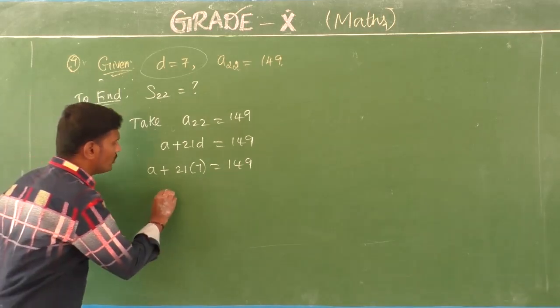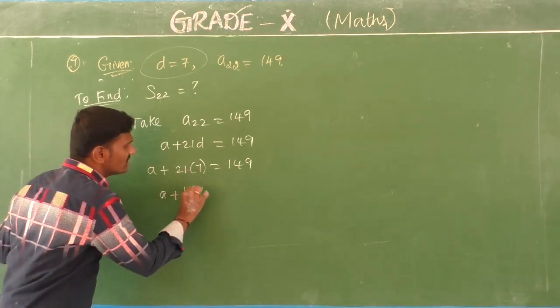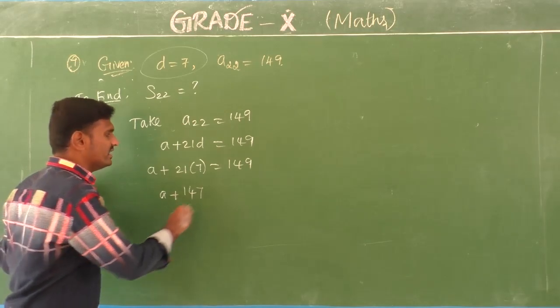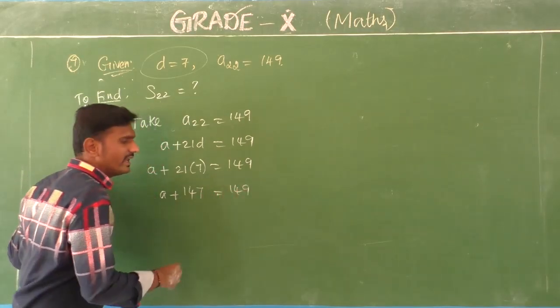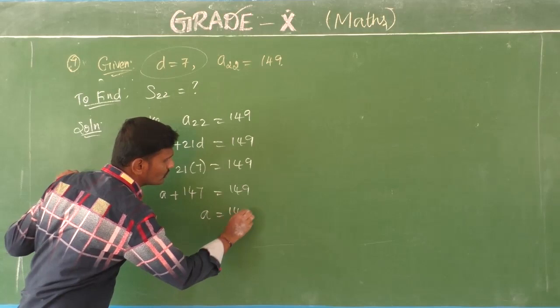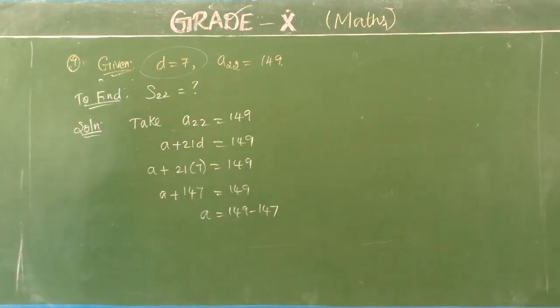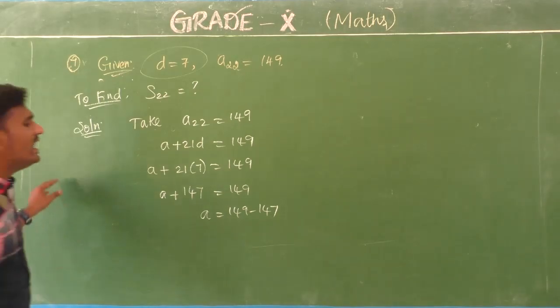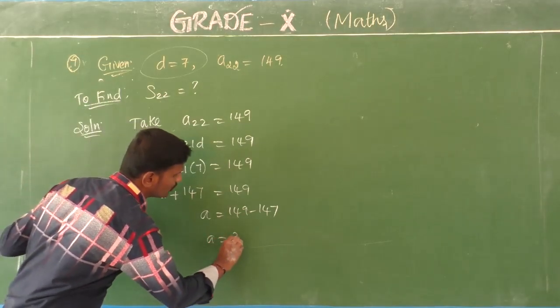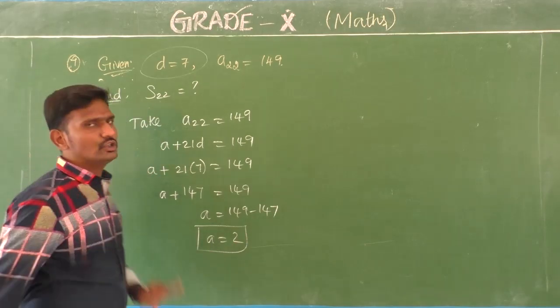Now multiply to get the answer. 7 ones are 7, 7 twos are 14, 147 which is equal to 149. Then the final answer: A equal to 149 minus 147. So the value of A is equal to how much? 2. The value of A is 2.